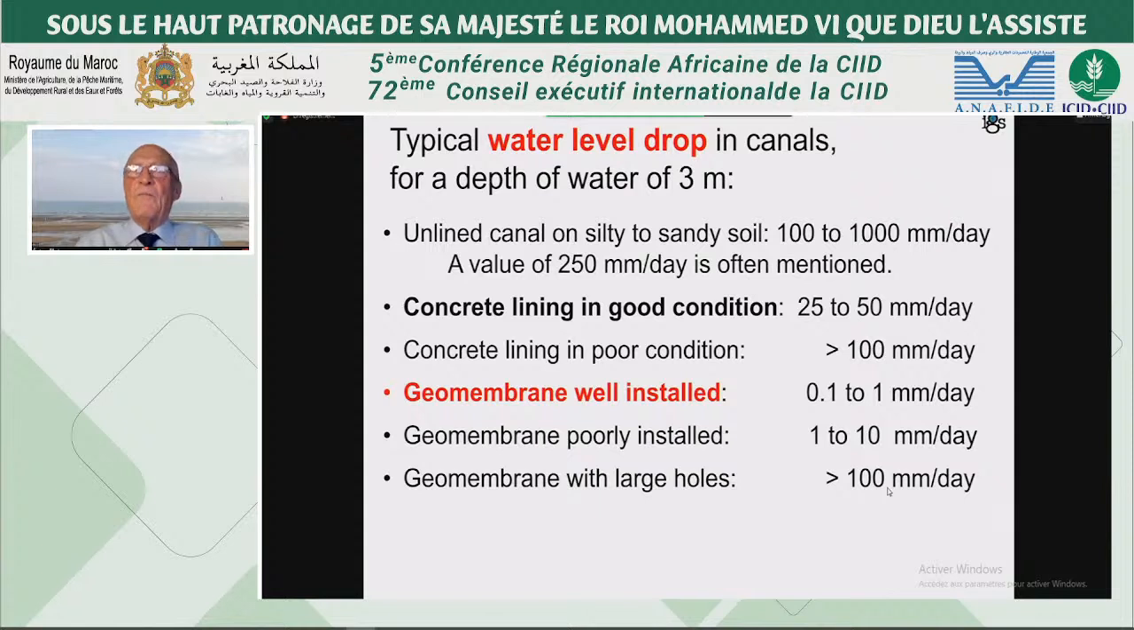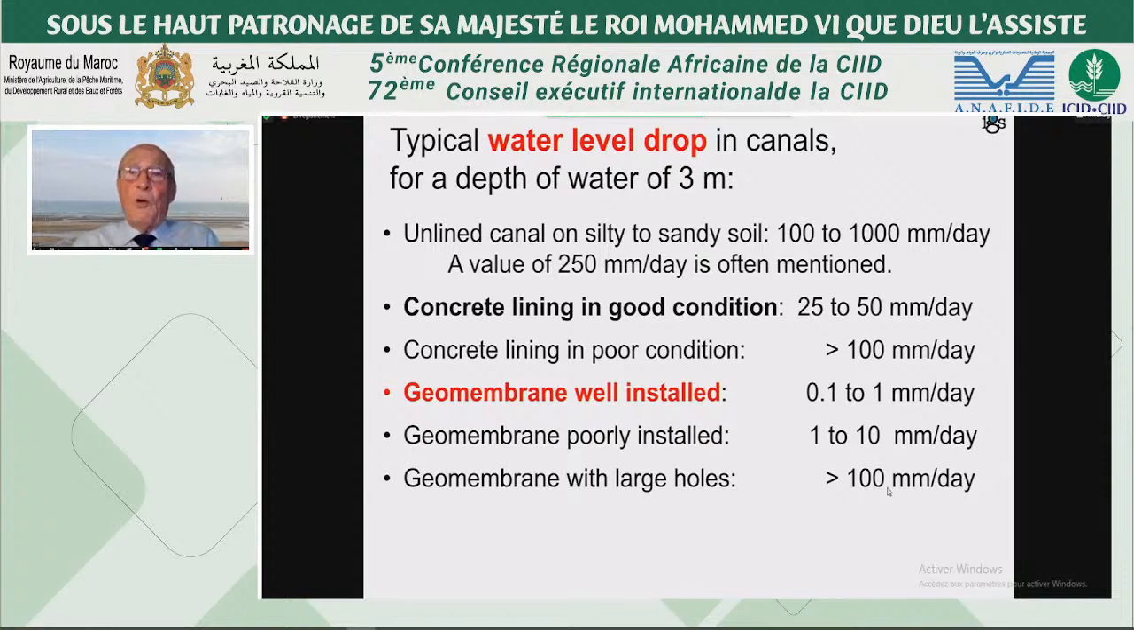Sandy soil, the rate is about 100 to 1,000 millimeter per day. For concrete lining in good condition, 25 to 50 millimeter per day. But if the concrete lining is in poor condition with cracks, for example, we have more than 100 millimeter per day of water level drop.